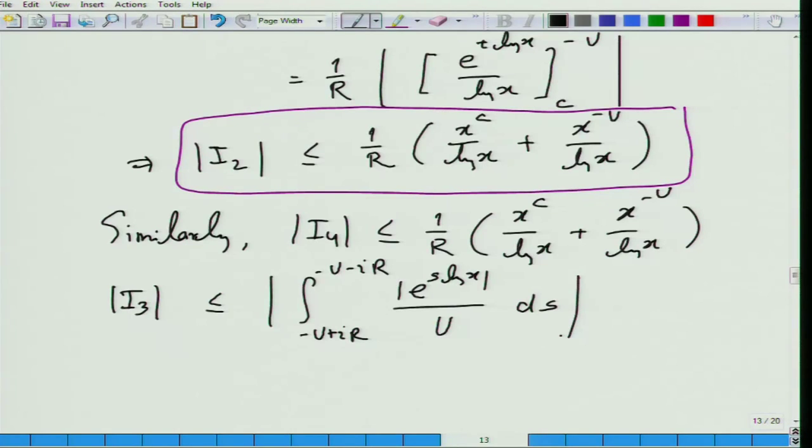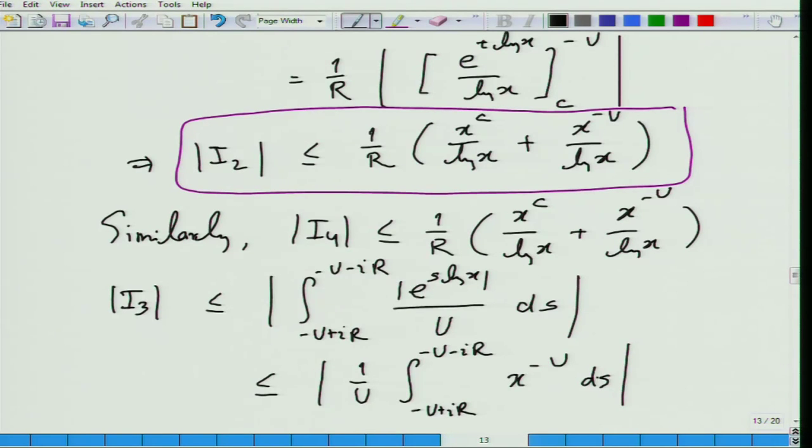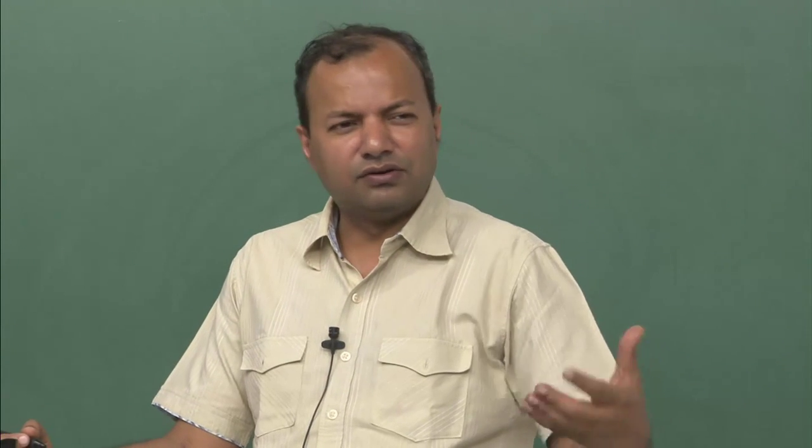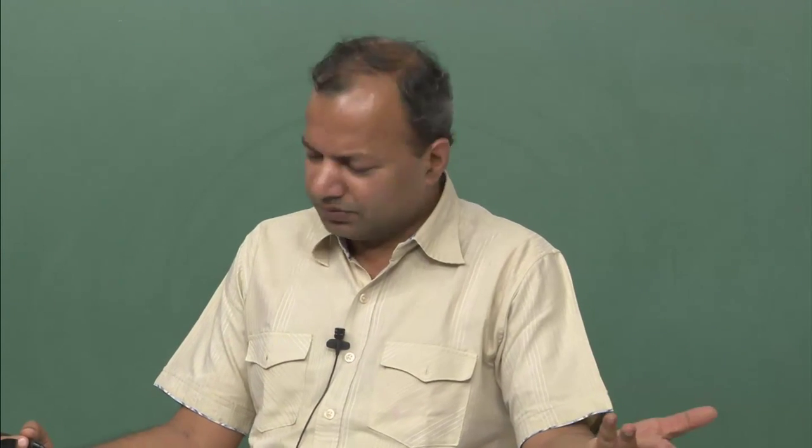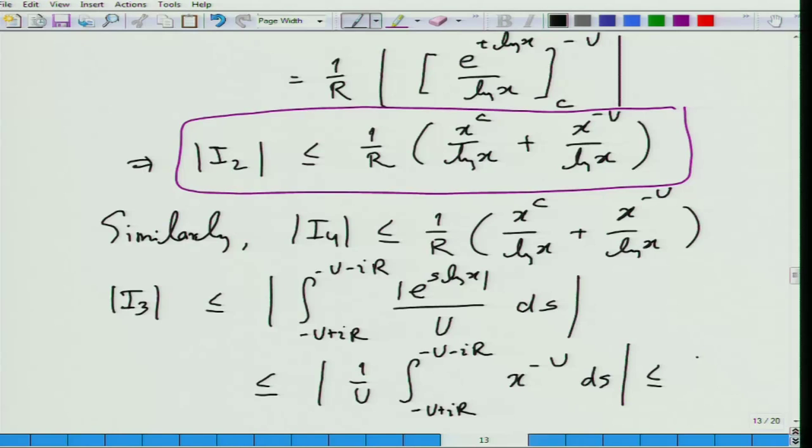And so, this is less than or equal to 1 by u, minus u plus I r 2. This becomes x to the minus u d s. So there is really no integral to be done. I mean, this is a trivial integral, and this integral is at most of length 2r, right? So, when you take the absolute value, that becomes at most 2r, so that you get basically 2r x to the minus u divided by u.